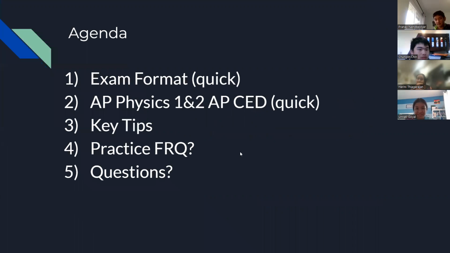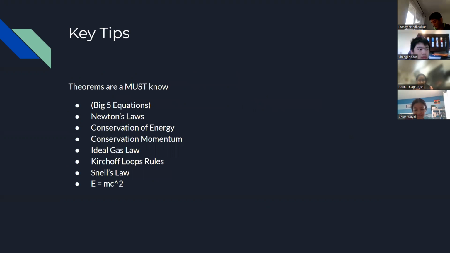So the agenda that we're going to go through today is first we're going to talk about the exam format for each exam, but we're probably mostly focused on Physics 2. Then we're going to go through key tips, then maybe go through a practice FRQ, and then you can ask any questions at the end.